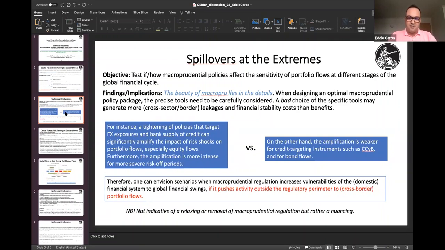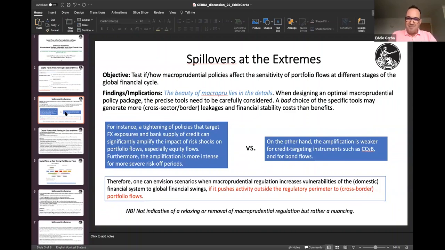And furthermore, the amplifications are more intense in risk-off periods. However, on the other hand, the amplification is weaker for credit targeting instruments such as CCYB and for bond flows. So, I mean, you really need to take care of what you're looking at. Taking this together, one can envision scenarios where macroprudential regulation increases vulnerabilities of the domestic financial system to global financial swings, if it pushes activity out of the regulatory perimeter.